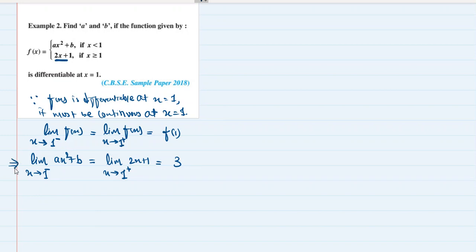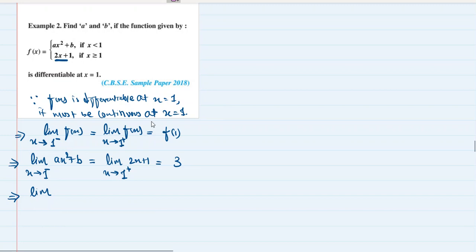Now, since these things are clear, let's see what this limit solves and becomes into. Okay, so let's first replace this x with 1 minus h, with h tends to 0.